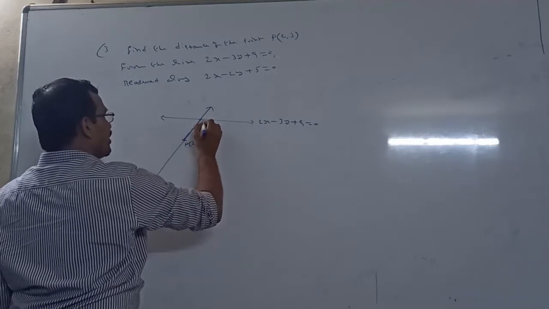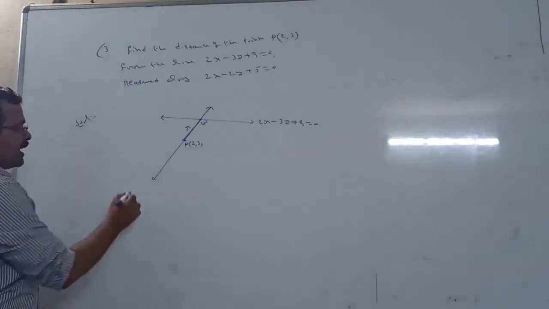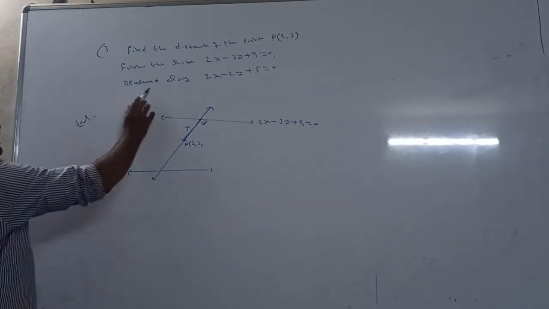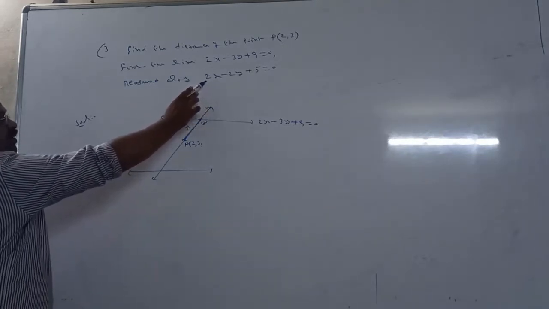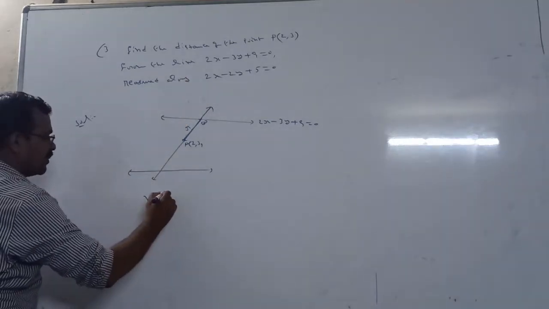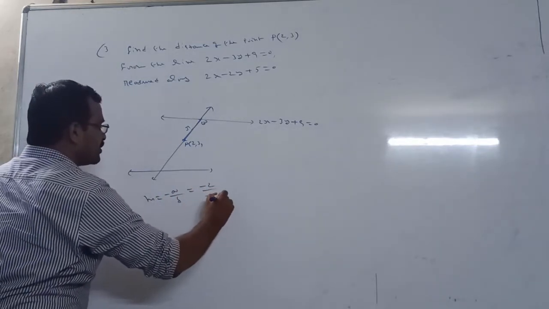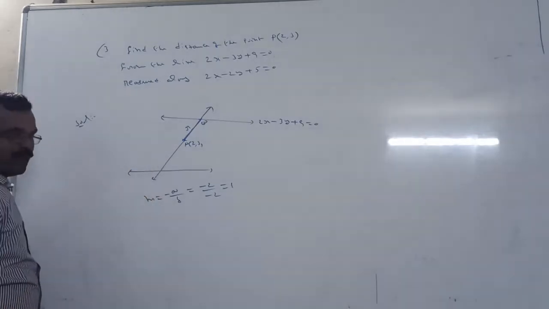Suppose the intersection point is Q. We have to find the distance small r. But here the slope is not given, the theta value is not given. They given "measured along the line." From this line you can find its slope. m equal to minus a by b, that means minus 2 by minus 2, it is 1. Tan theta equal to 1 means theta equal to pi by 4.